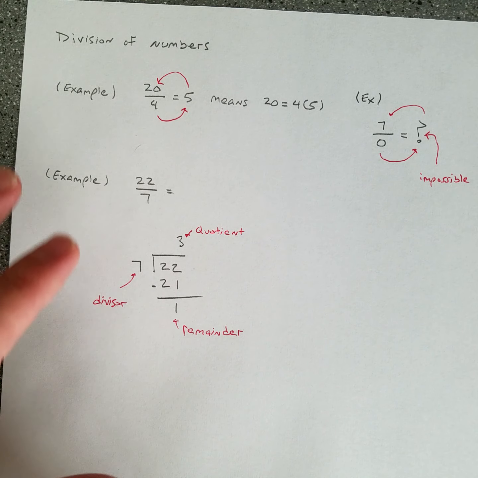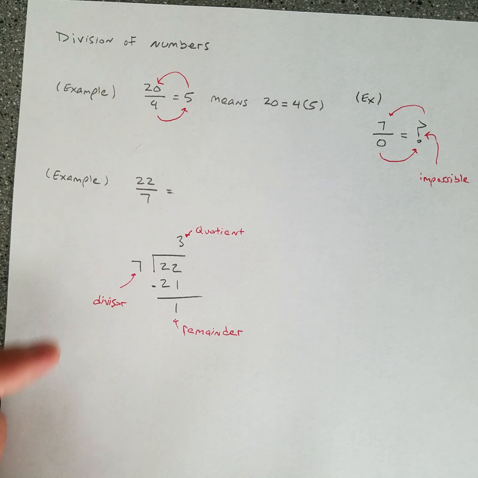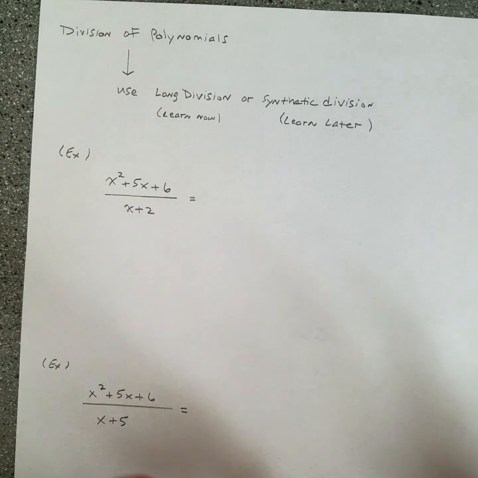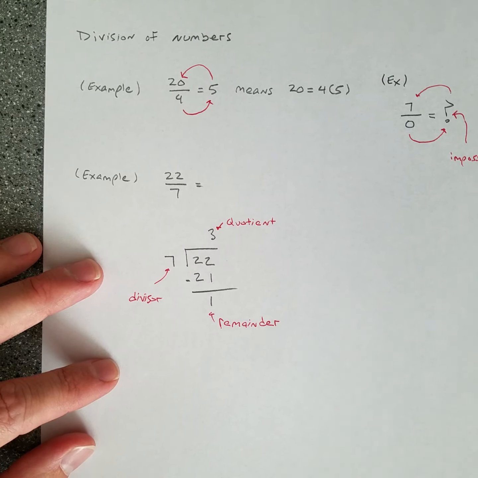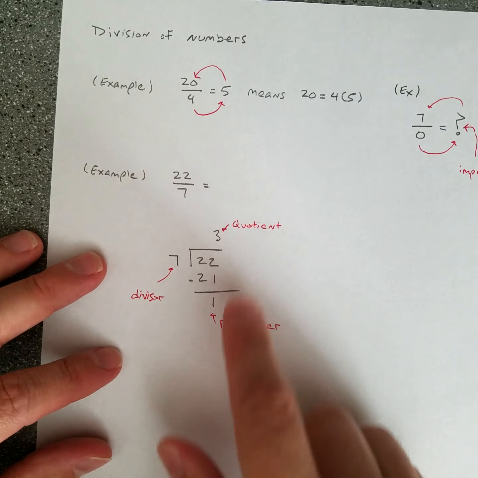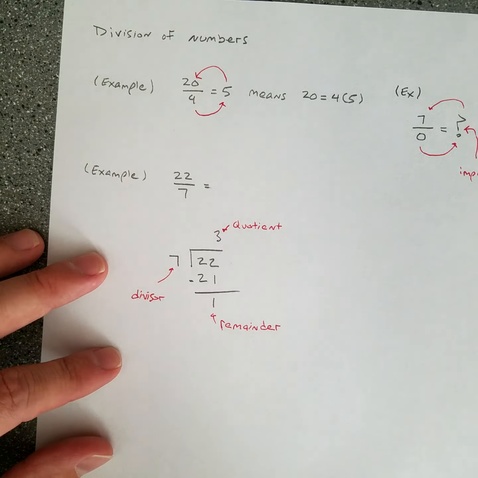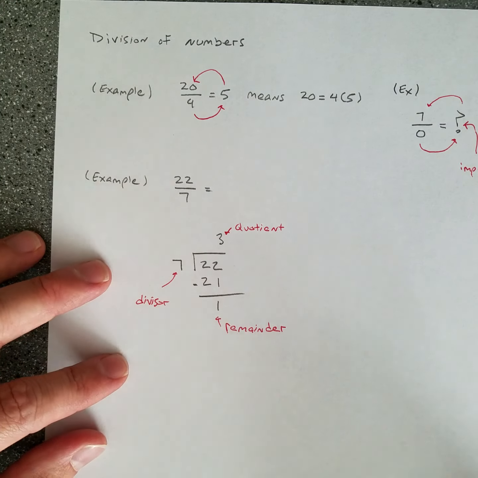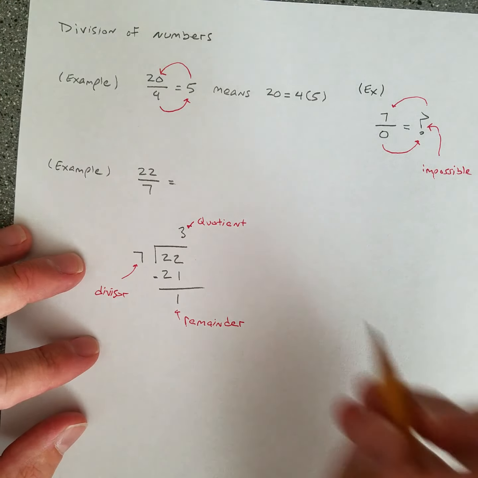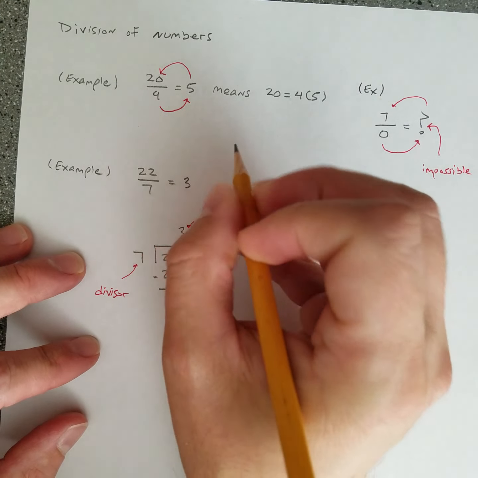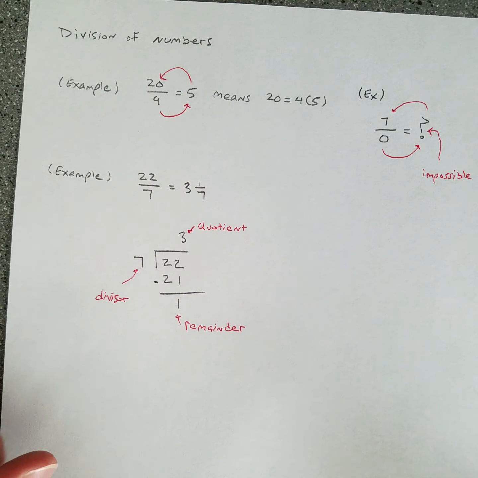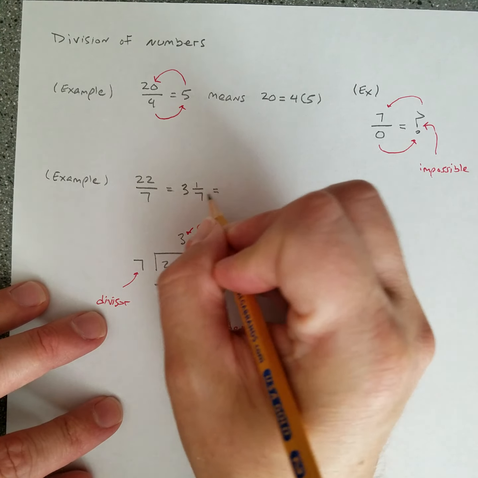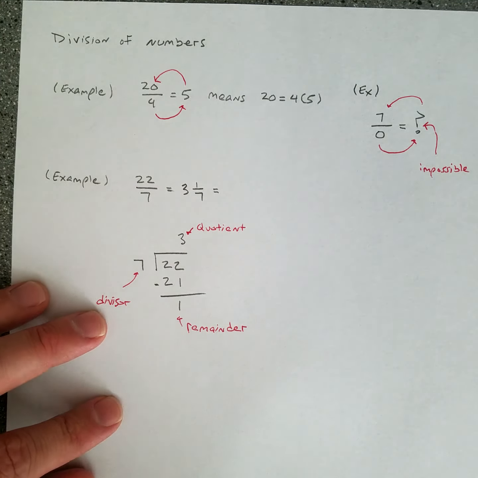Now, whenever you divide, whether it's numbers, or in a minute when we divide polynomials, the answer is always going to be the quotient plus the remainder over the divisor. So you could say that 22 divided by 7 was 3 and 1/7, the mixed number, 3 and 1/7. What do we mean when we say 3 and 1/7? What's a mixed number?